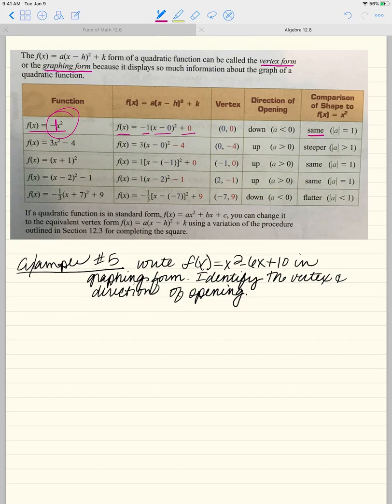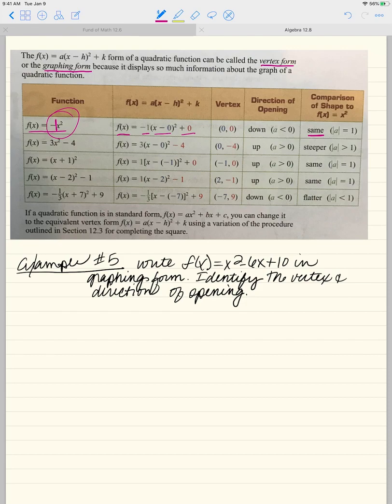Okay, it's the same. And the way that we determine that is we look at the absolute value of a. The absolute value of a in x squared is 1. The absolute value of a in negative x squared is also 1. Because those are the same, the shape is the same. Okay, now look at the next one.